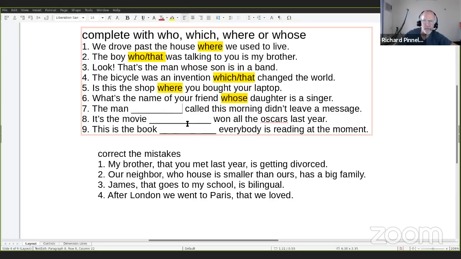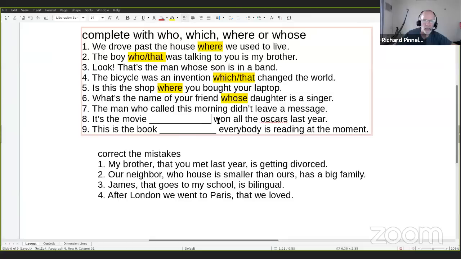The man called this morning didn't leave a message. Number 7. Gregory says who? Very good. The man who called this morning didn't leave a message.